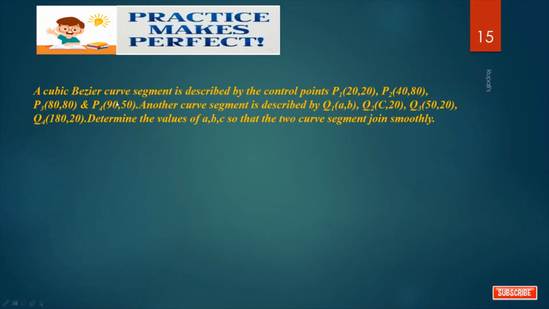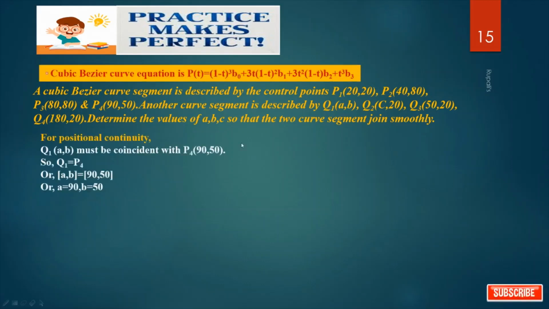So the last point of this curve becomes the first point of this curve because we want to join these two curves. AB, the first point of the second curve, should be equal to the last point of the first curve. So AB must be coincident with P4. So Q1 is what? Q1 equals P4. Q1 is the first point of this curve. P4 is the last point of this curve. So Q1 equals P4. So AB equals 90, 50. So A equals 90, B equals 50. So we get the values of A and B.